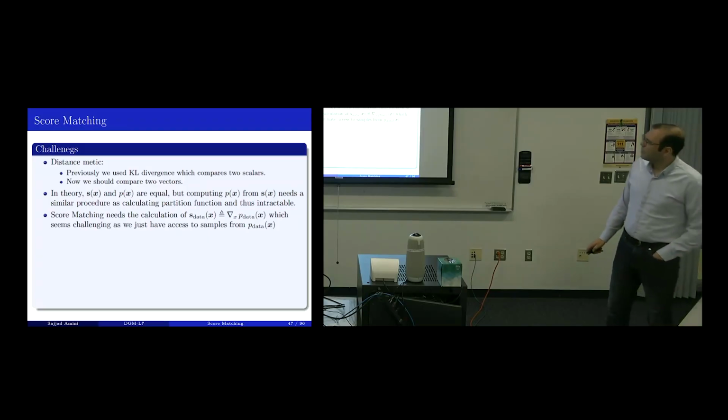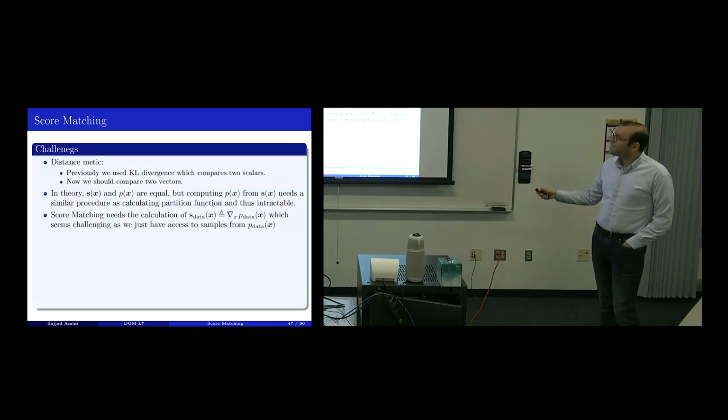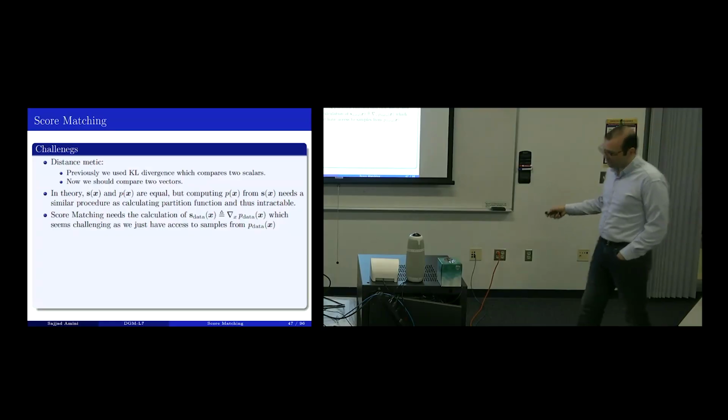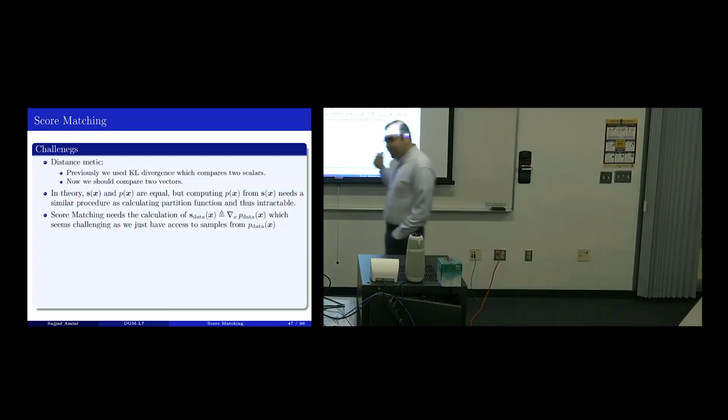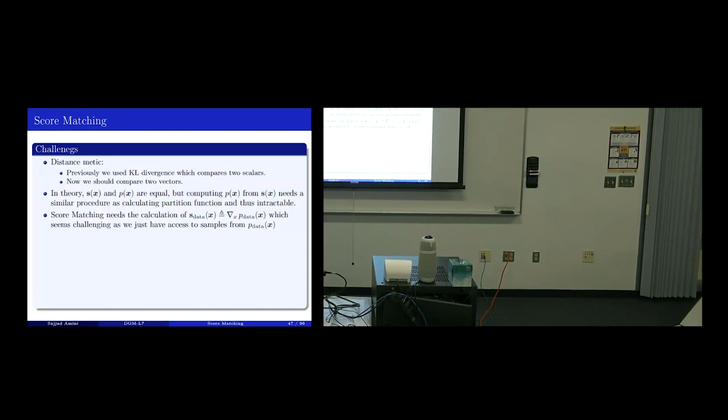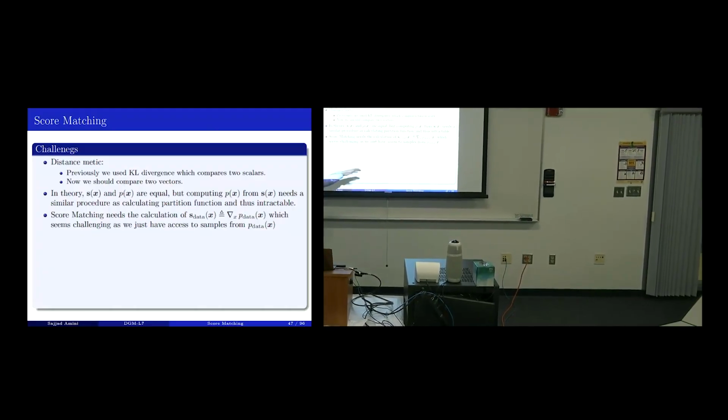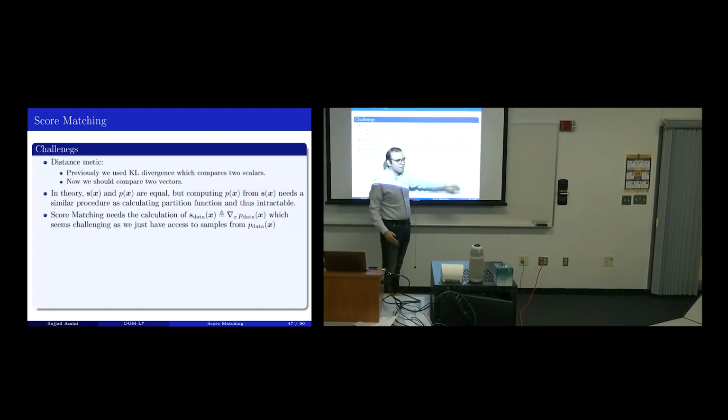The next one: score matching needs the calculation of the gradient of P data of x, which seems challenging as we just have access to samples from P data. This is the severe problem. You have just samples from the P data. Now you should be able to take the gradient of that distribution. The distribution is not clear. What is the P data distribution? This is something that you want to estimate.